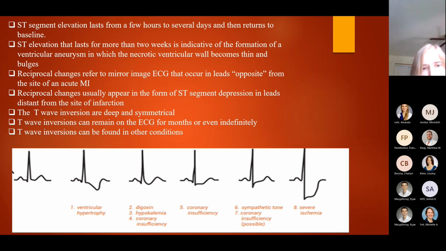It's important here that the T wave inversions are deep and symmetrical. T wave inversion can remain on the EKG for months or even indefinitely. Also, as I mentioned before, T wave inversion can be found in other conditions, and we see this all the time here, such as ventricular hypertrophy. Pretty much all of our patients have T wave depressions, inversions, here. Also, you see this rounded appearance of the ST segment in digoxin toxicity and in hypokalemia. And you can see other reasons for T wave inversions.